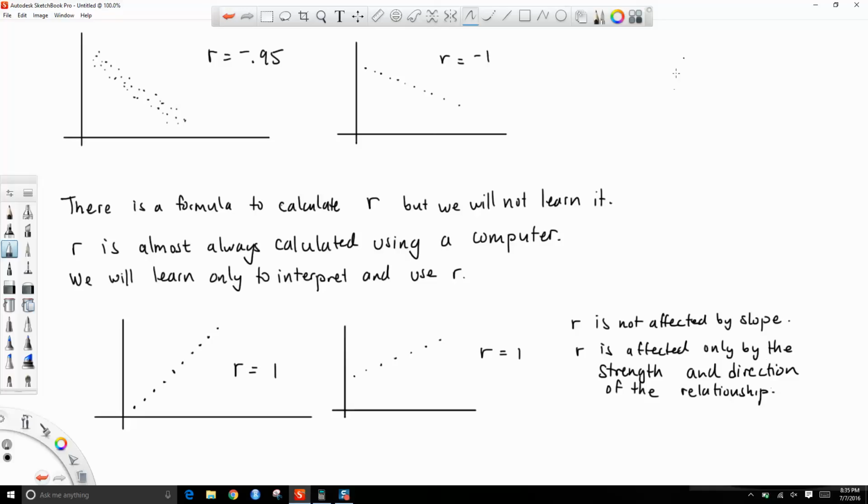Okay, here, if we have all the dots flat, what is R in this case? R is 0, because it's neither positive nor negative. There's actually no relationship between X and Y.